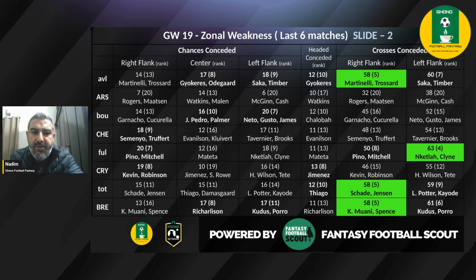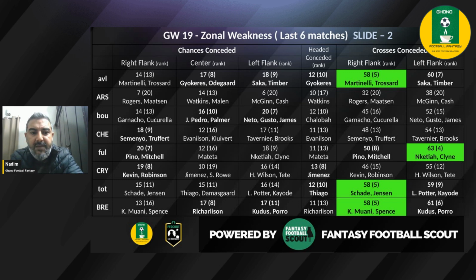And it's not really much in terms of the center or down the left flank, but it's in terms of the right flank crosses coming in. This is where Trossard and Martinelli could do well, given that Aston Villa have considered 58 crosses down the right flank and are ranked fifth worst.